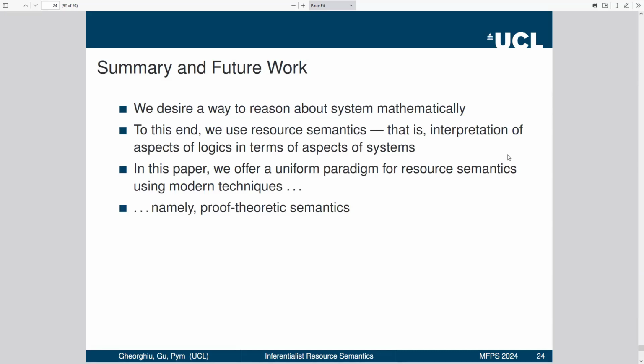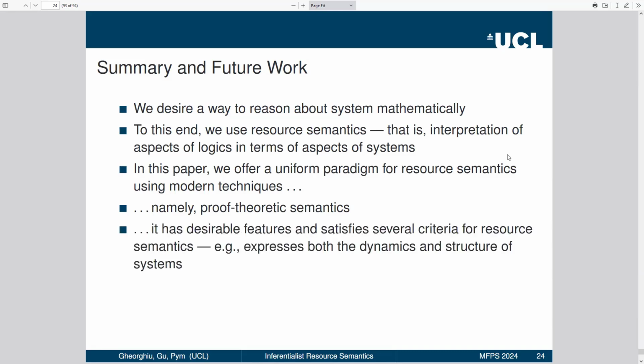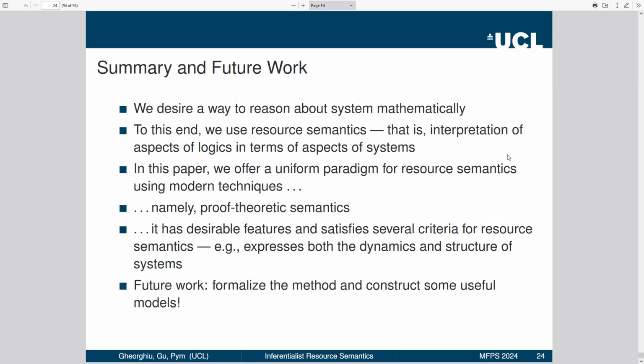To do this, we use proof-theoretic semantics. So we combine the best of both worlds: the best of proof theory, if we're talking about process, and of model theory, of semantics, if we're talking about structure. Doing this, particularly for BI, has some desirable features. So now we just want to formalize it, do it more generally, and do some interesting work.